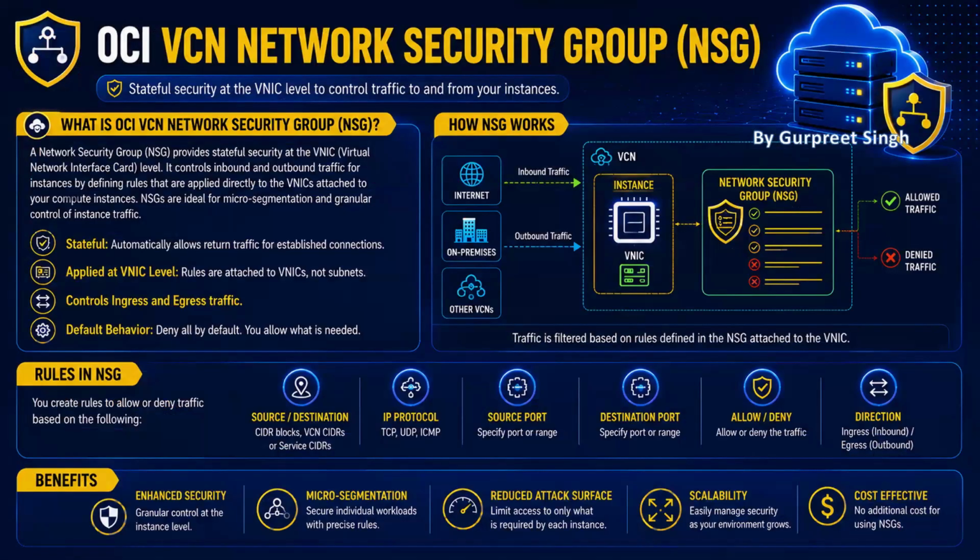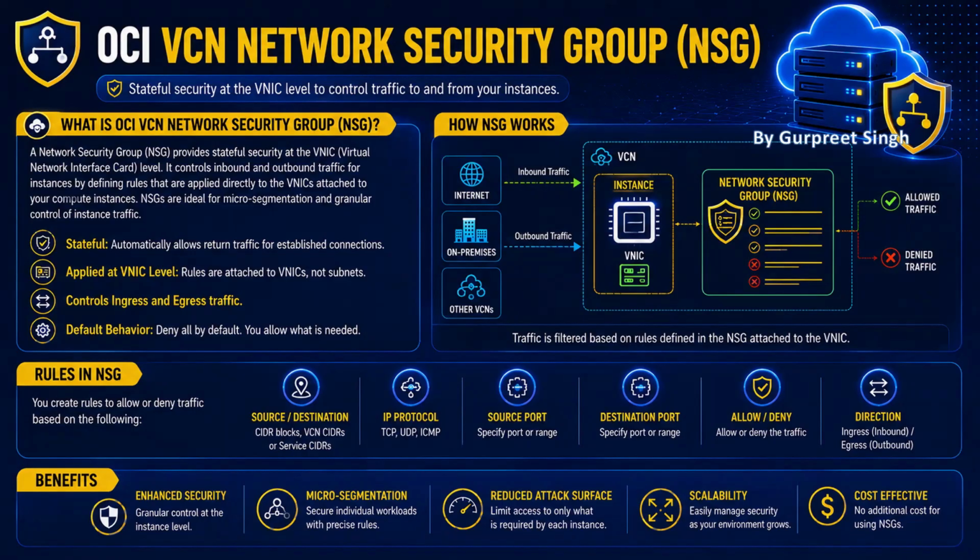All right, so next is the VCN network security group. It works at the VNIC level, that means at the component level. So security list works at the subnet level, but network security group works at the VNIC level. NSGs, or network security groups, are basically for micro-segmentation and granular control of the instance traffic. So it again controls both the ingress and the egress traffic.